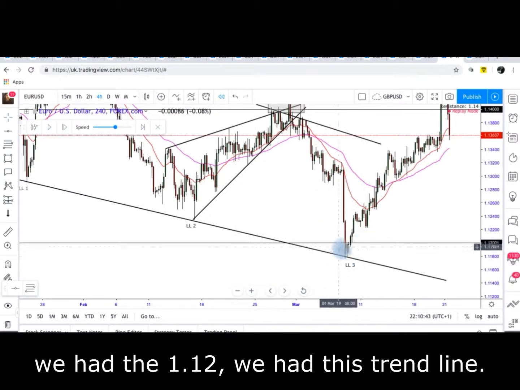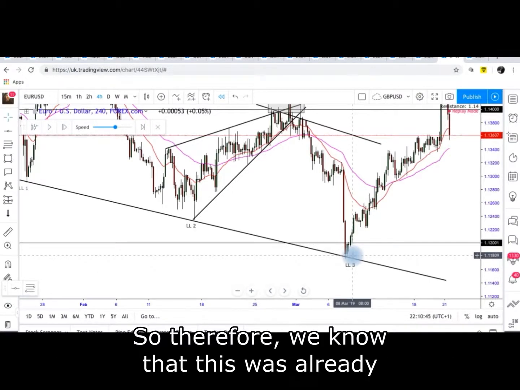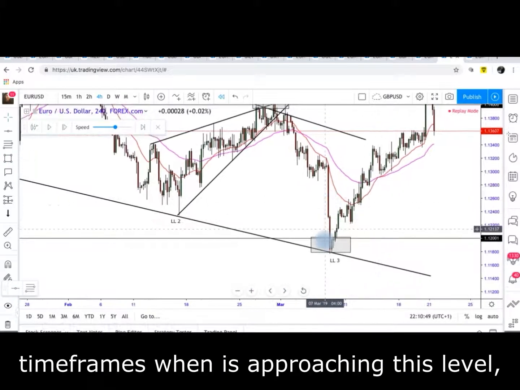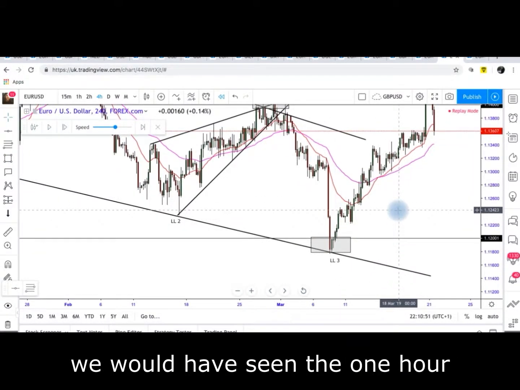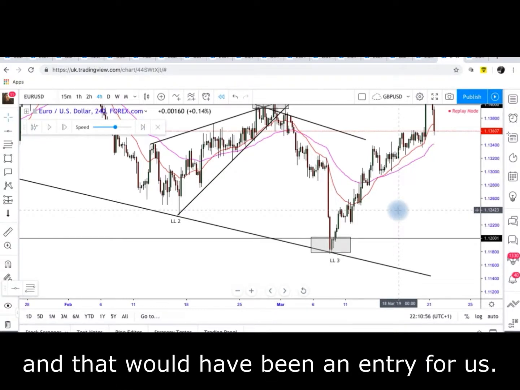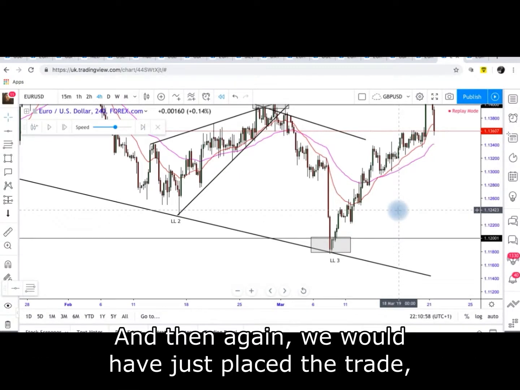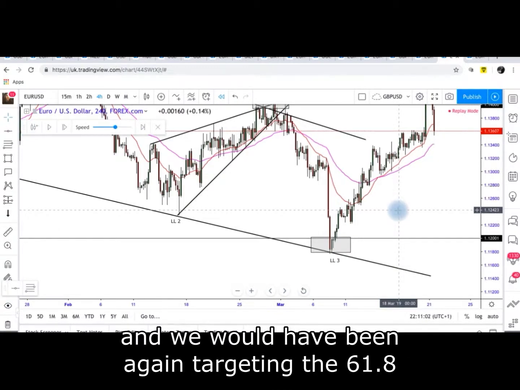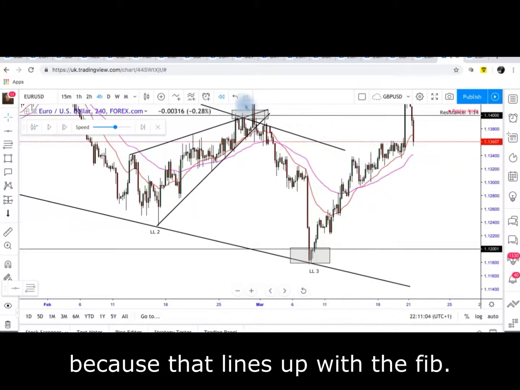We had the 112, we had this trend line. So therefore we know that this was already an area of interest. So we should have been on the smaller time frames when it was approaching this level. We would have seen the 1 hour bullish engulfing candlestick, and that would have been an entry for us. And then again, we would have just placed the stop loss 30 pips below. And we would have been targeting the 618 because that lines up with the fib.